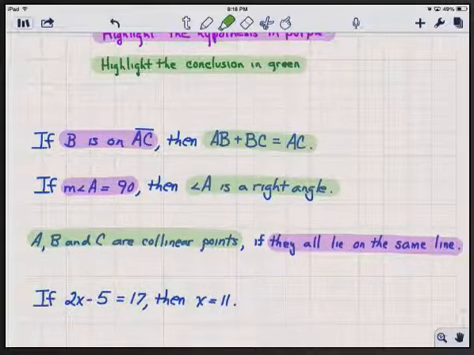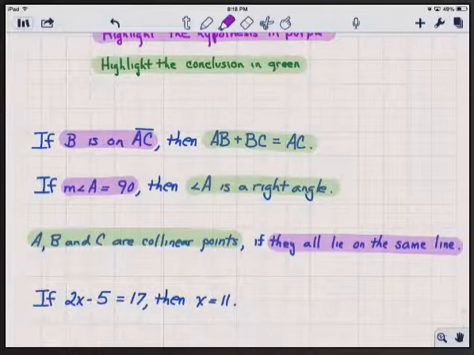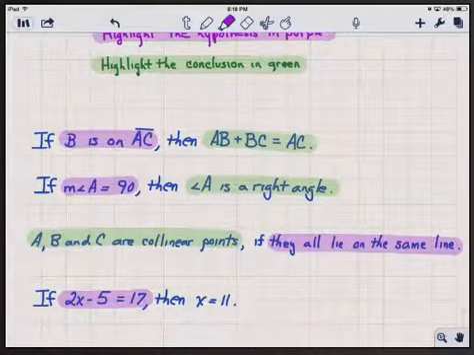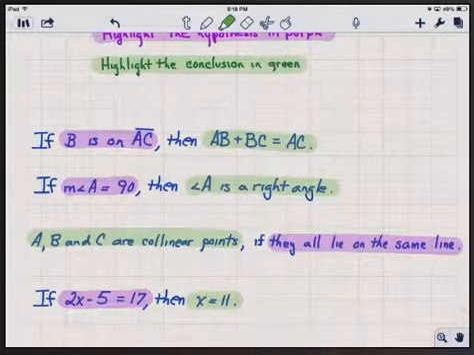And the last sentence is similar to the first two. The phrase between if and then is the hypothesis. So 2x minus 5 equals 17 is the hypothesis. The conclusion, x equals 11.